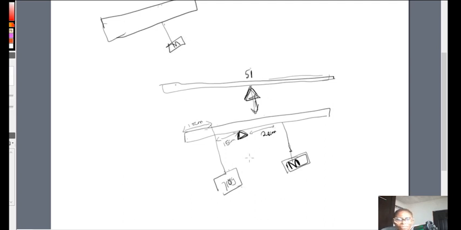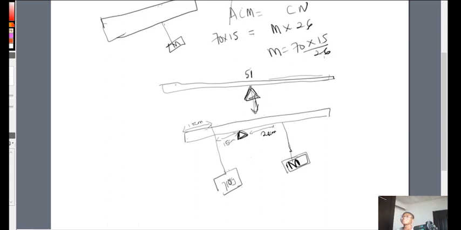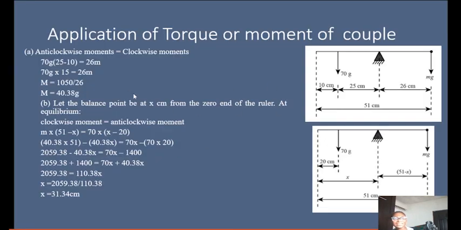So now, don't forget our formula. Clockwise moment is equal to anti-clockwise moment, right? So 70 multiplied by 15 is equal to m, which is the mass of the body, multiplied by 26. So our mass will be equal to 70 multiplied by 15 divided by 26. And that is our mass. We've explained that, and that is what we have. 70 multiplied by 15 divided by 26 will give us 40.38 gram. That is the mass of the body.